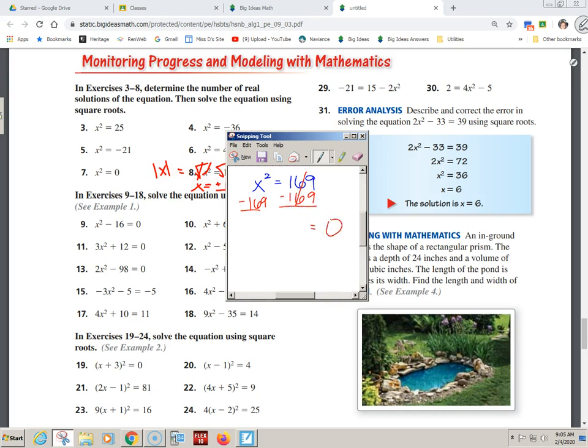Max, make sure you're tuned in. We would have gotten 0 on this side. What would have been over here? Can we combine those? Are they like terms or no? No. Okay, good. So x squared minus 169.